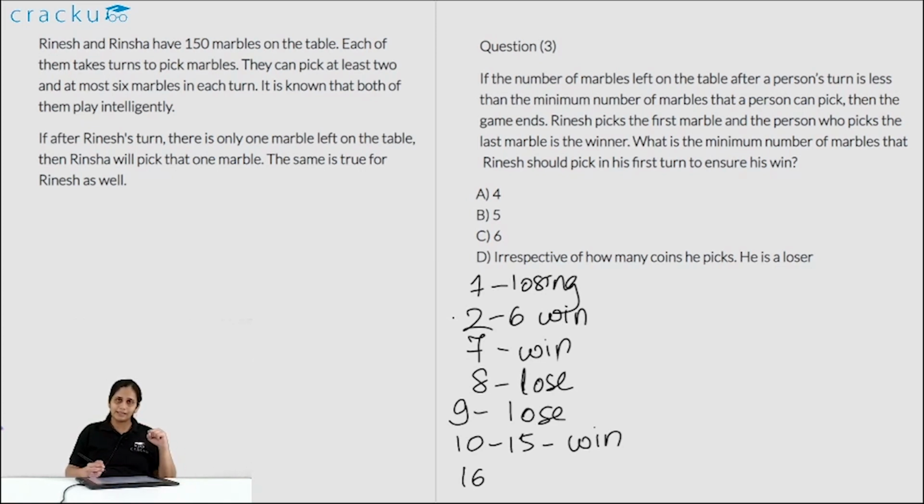Similarly, if I pick 6, I'll leave 11 which again falls in this category. So 17 is an always lose position. So 16, 17 is a losing position.